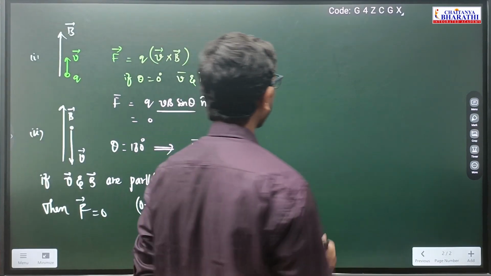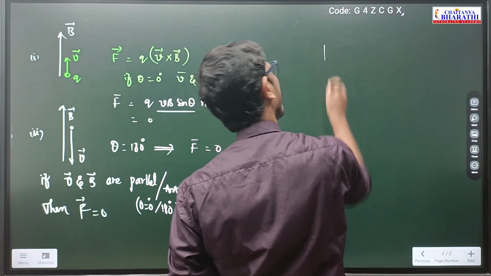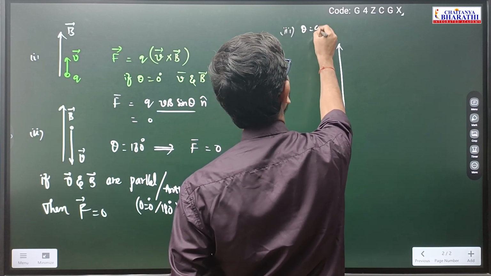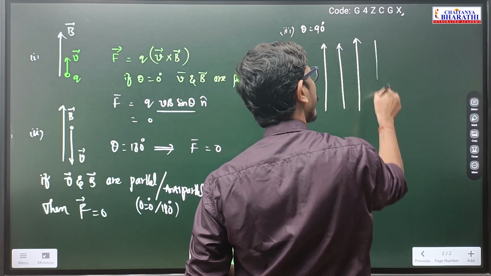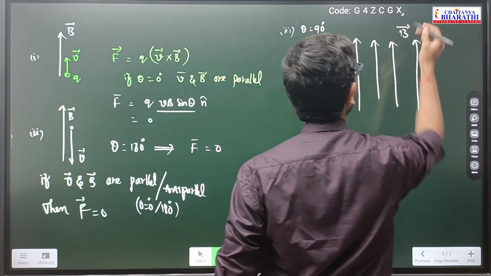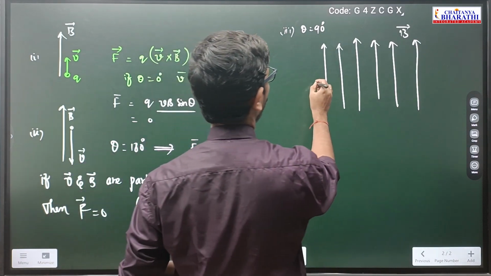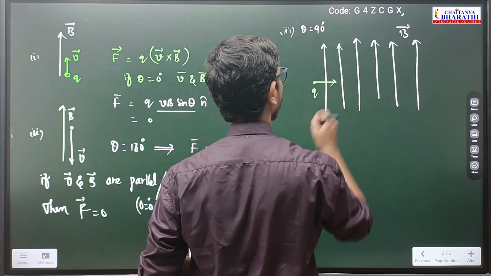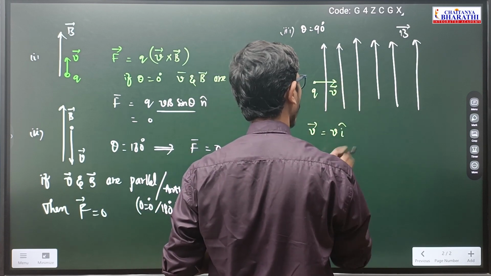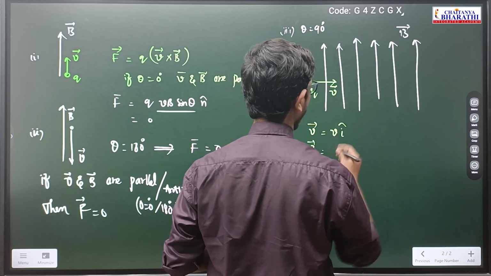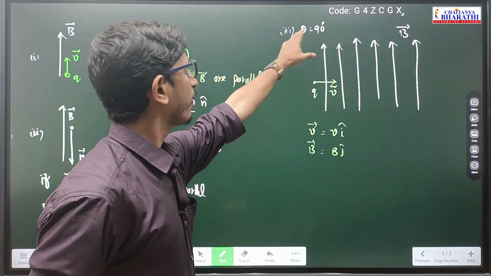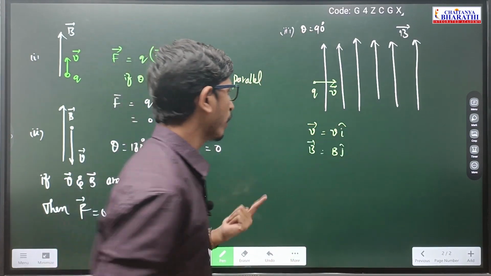But if it is 90 degrees, what will happen? Say, for example, the third case, where theta is 90 degrees. As we have already seen in that simulation, your B bar is this way, and we are projecting a charged particle of charge Q perpendicular to it. This means V bar is in the direction of i cap, let's say V i cap, and B bar is in the direction of j cap, B j cap. Both are perpendicular, theta is 90.